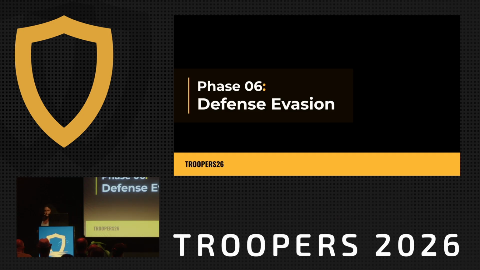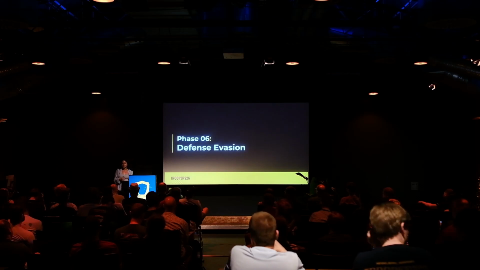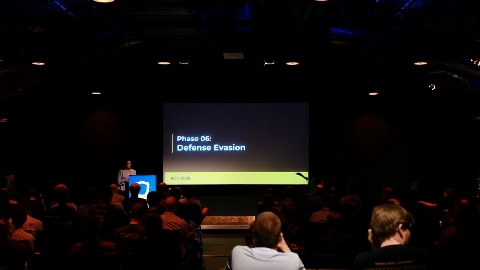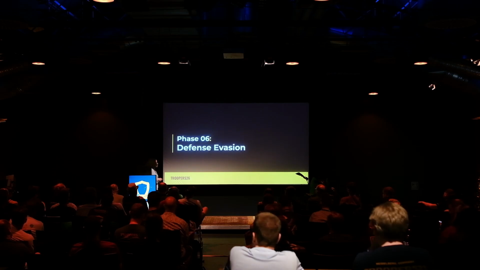So by now, the attacker is phishing internally and compromising additional users, and that creates a problem. More activity creates more evidence. So the next phase is, how do we make that evidence disappear?